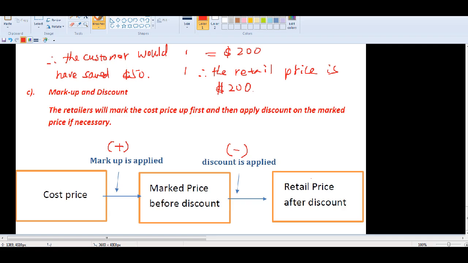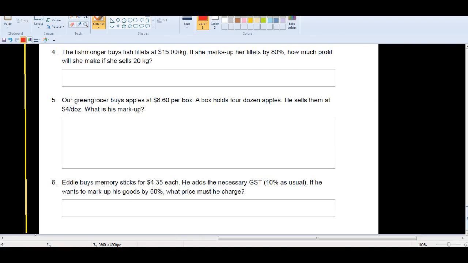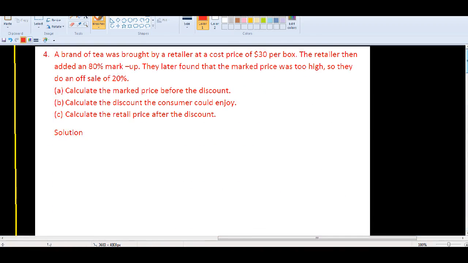So a retailer would first mark up the price, and then if they want to promote the sale, they would make a discount, reduce the price. That's how we do it. Let's see some examples.